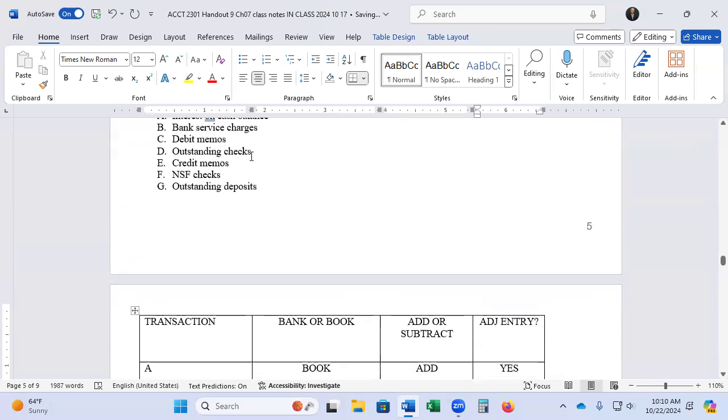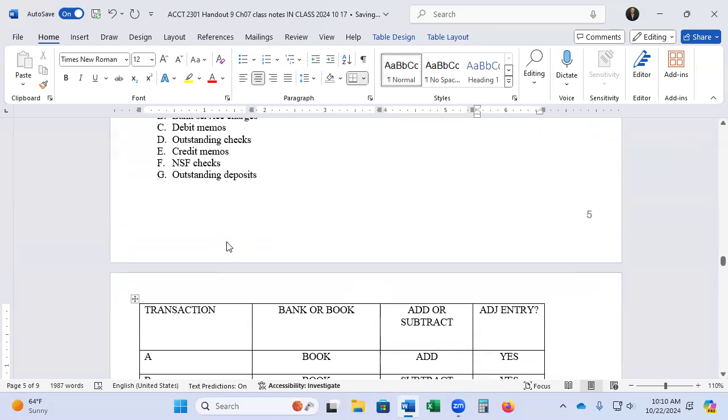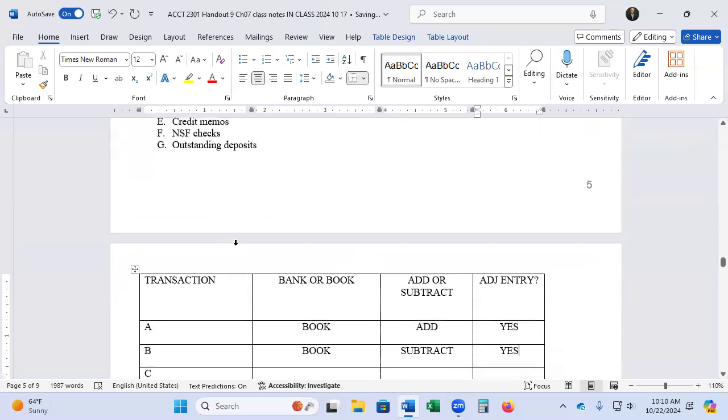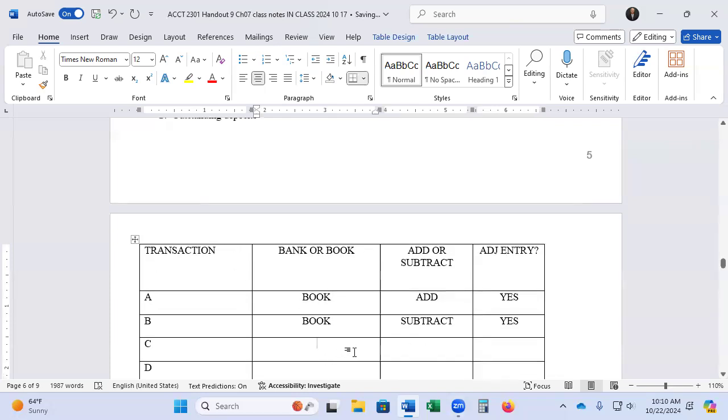Debit memos. So this is another thing that the bank provides and says your account has had a deposit. And so this is what you would get if they collected something for you directly by the bank. So we would find out on our bank statement or electronically, and we'd have a book adjustment that we'd have to make. And we have to think about, does this increase our balance? Does it decrease our balance? And you have to think kind of differently with a bank, in that a bank has debits and credits that are opposite of what we've learned so far.